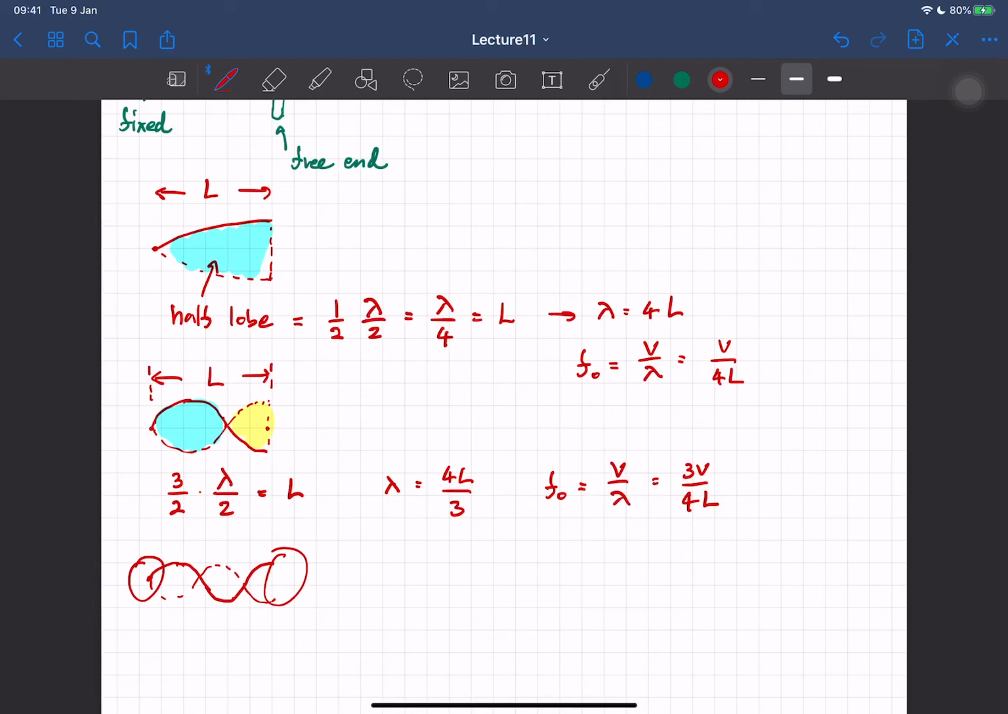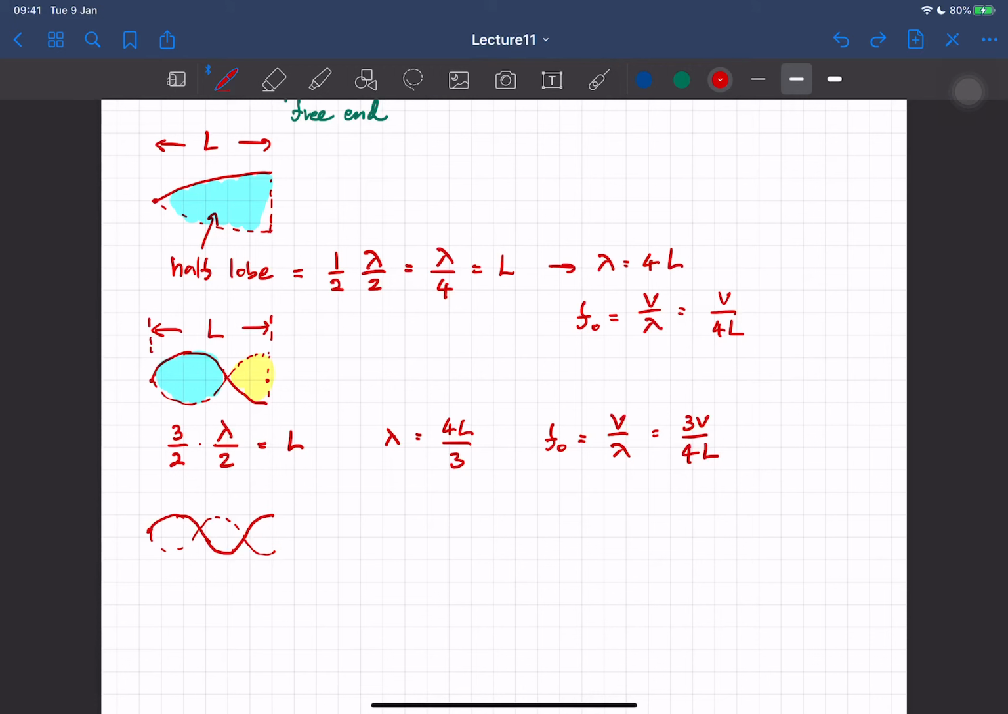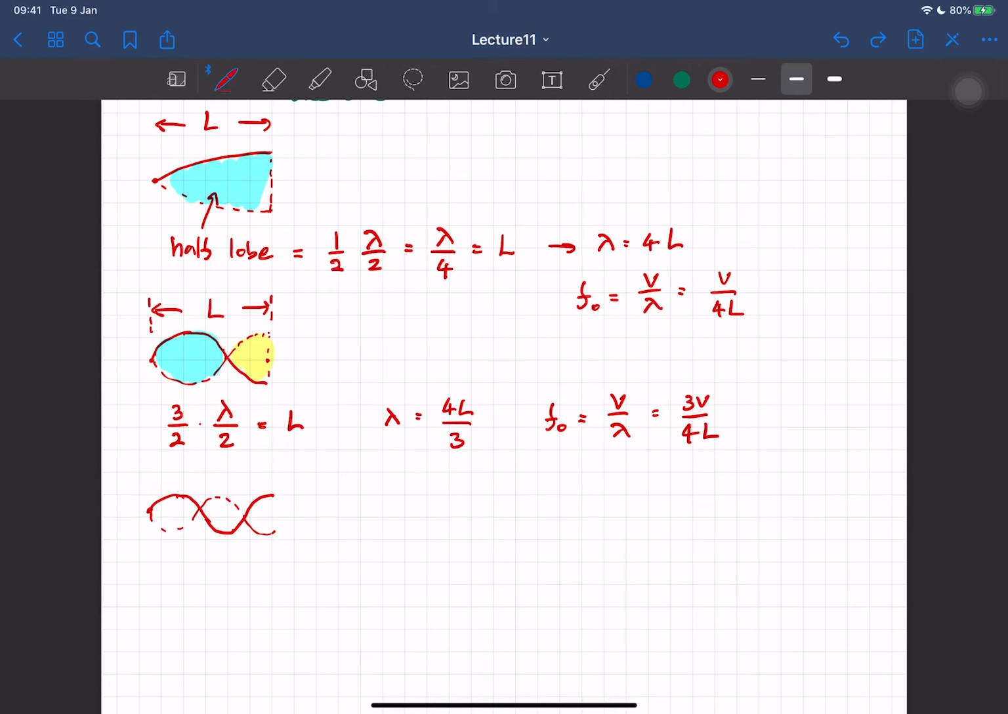This is fixed, this is free. And in this case we have 2 lobes and a half, right? So 2.5. That means we have 5/2 times lambda over 2 equal to L. So in this case lambda is 4L over 5. And the frequency is v over lambda, so it's going to be 5v over 4L.